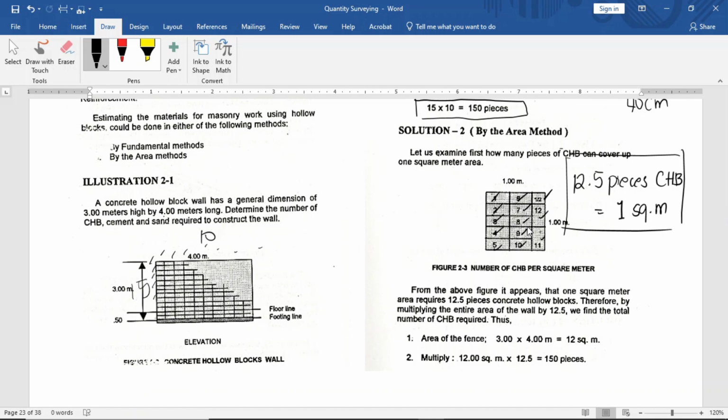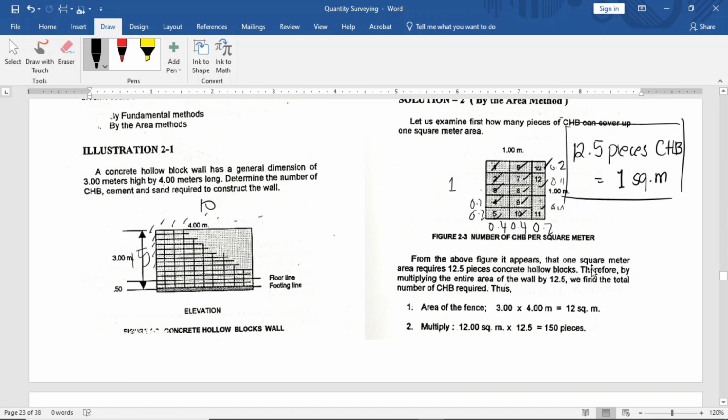Kasi dito, diba 1 meter to. So, ano nga yung length ng hollow blocks? 0.4. So, 0.4 to, 0.4 rin to. Tapos, ito naman, ano yung depth? 0.2. So, 0.4, 0.4, 0.2 is 1 meter. So, dito naman, 0.2, 0.2, 0.2, 0.2, 0.2, 1 meter. So, ito, 0.4, 0.4, tapos 0.2 meter. So, ganun yung pag magagamit tayo ng area method.